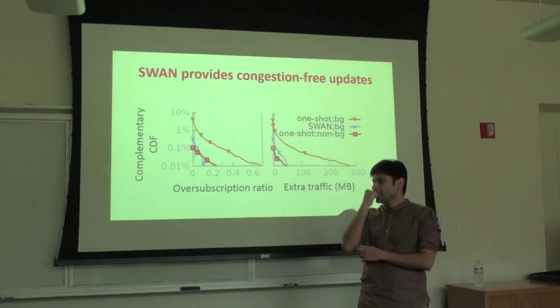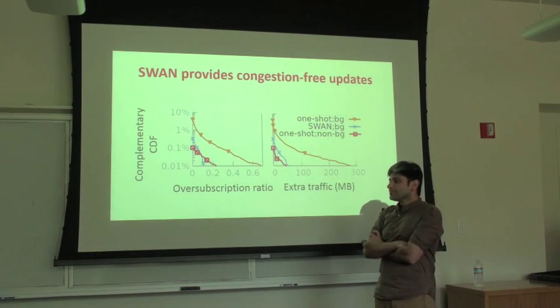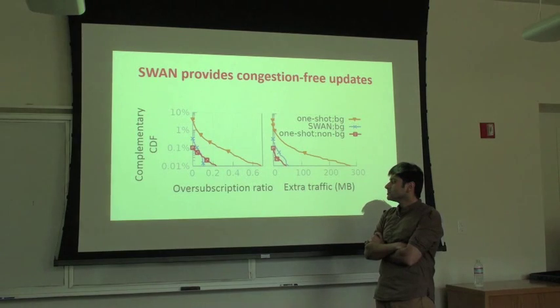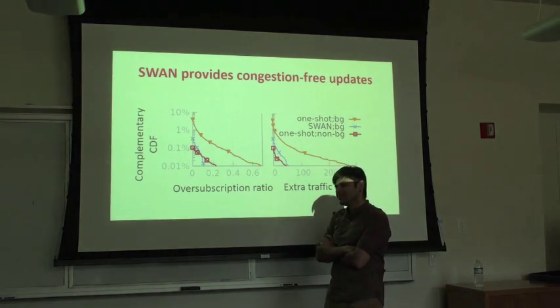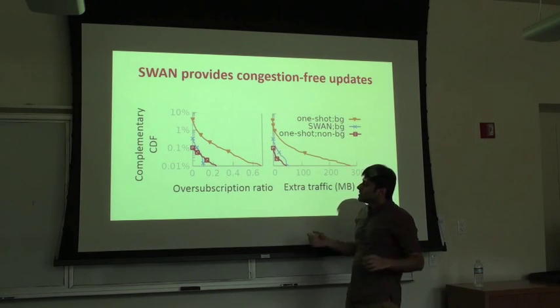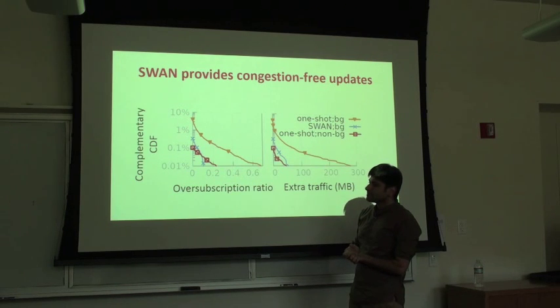But I'm confused a bit by this graph, because it doesn't seem like their integral is one for this. Can you talk about why blue and red, like we're seeing below sub 1% of the oversubscription ratio of zero?